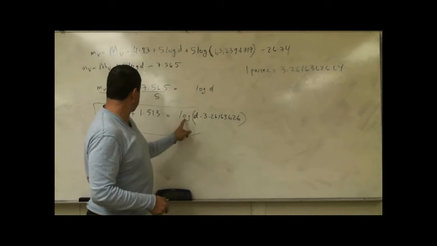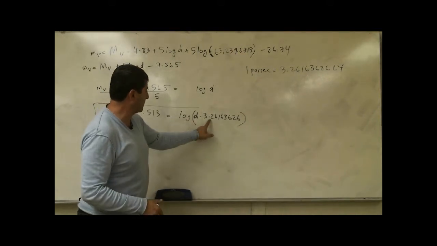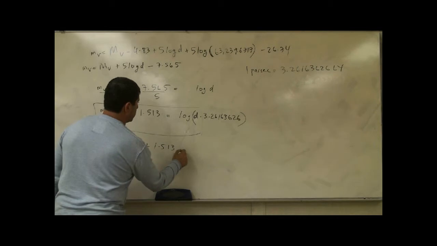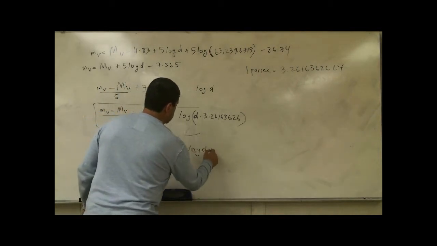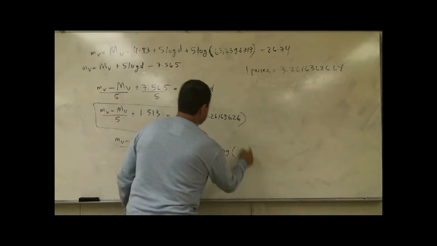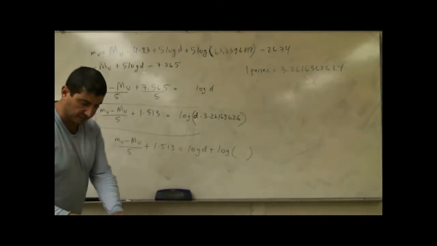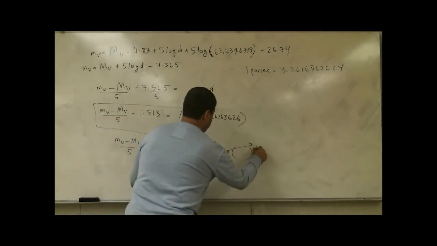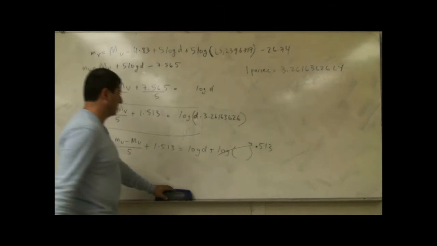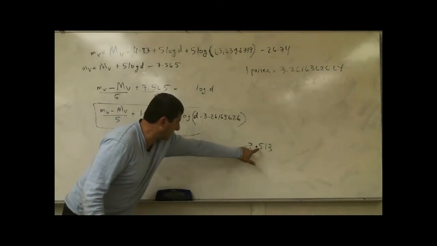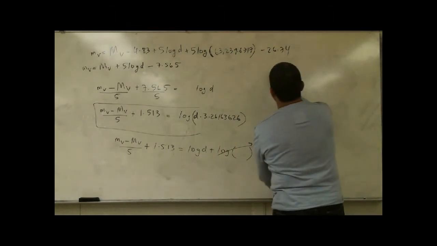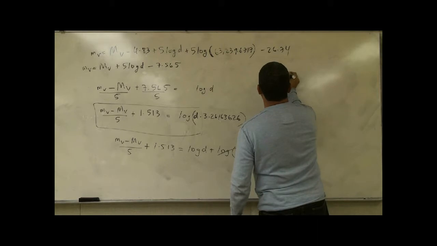What that will do is that this one, log of d plus log of this one. So I have to go mv minus MV over 5 plus 1.513 is equal to log of d plus log of this number. Okay, so let's see what log of that number is. Interesting thing is going to happen. So this number ended up to be 0.513. So log of d plus 0.513. When that number comes over here, look what's going to happen. Amazing, amazing, amazing. You have mv minus MV over 5.